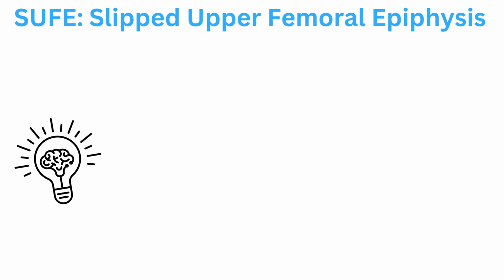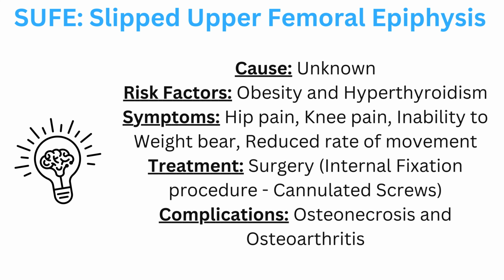So first, we have SUFE. The name of this pathology really does give it away. It is a slip of the femoral epiphysis, usually in a backward direction. The cause of this pathology is unknown. In terms of risk factors, obesity and hypothyroidism can put you at more risk of developing the pathology. Symptoms include hip pain and referred knee pain, which is a common symptom. Furthermore, patients have an inability to weight bear and have a reduced range of movement.